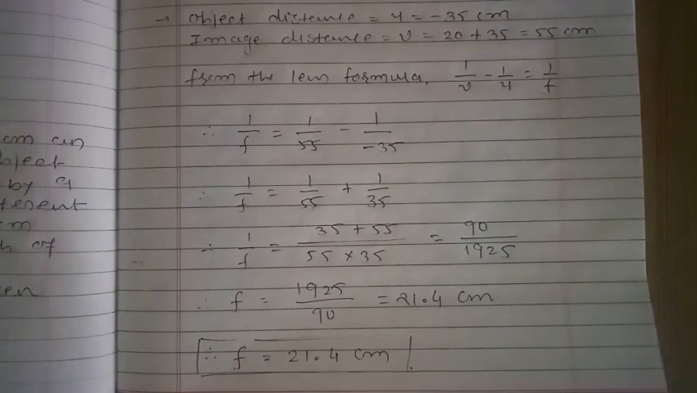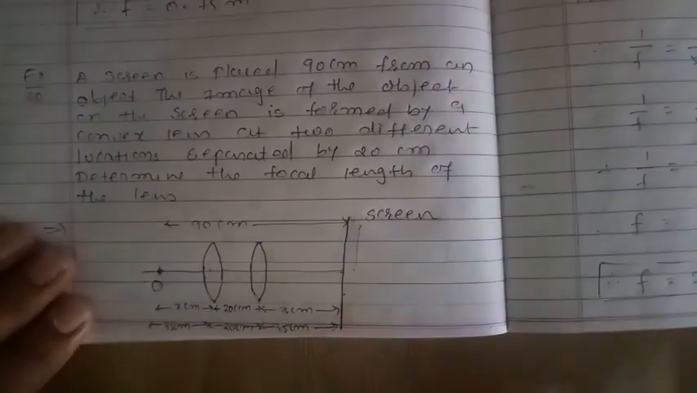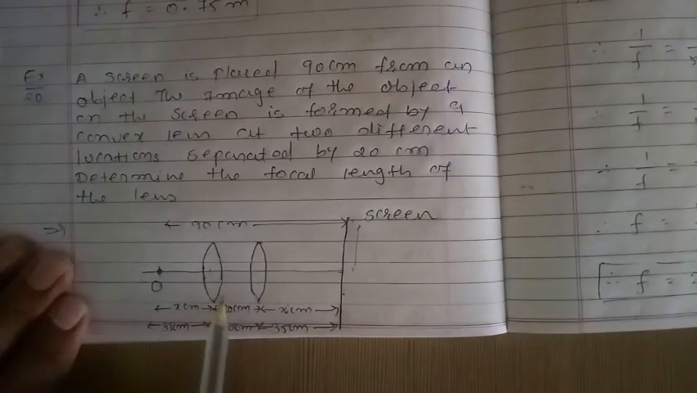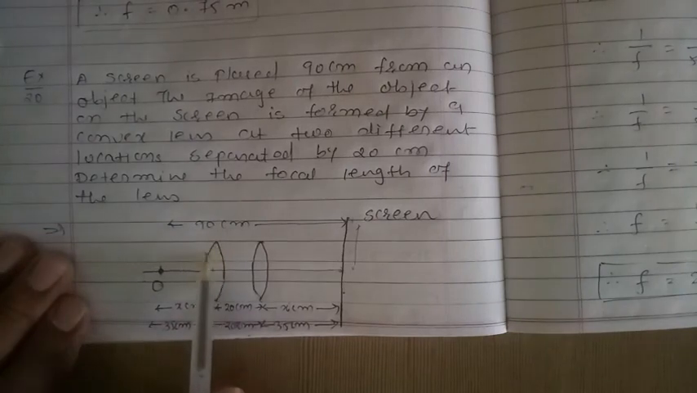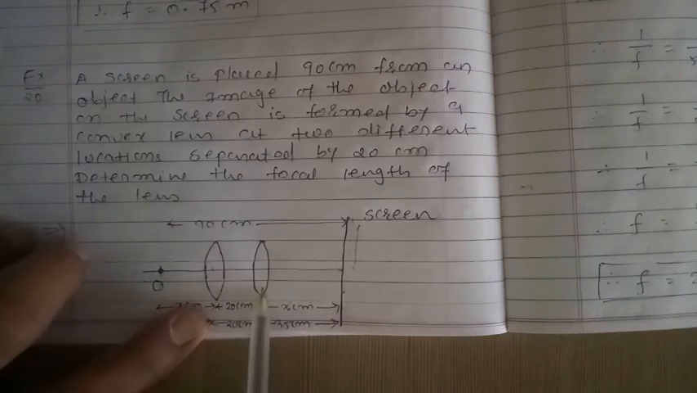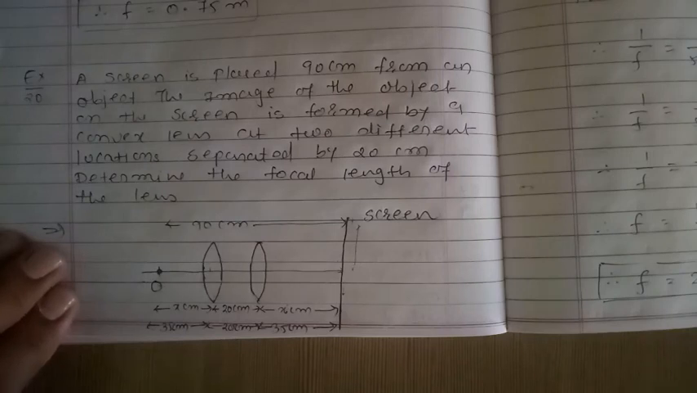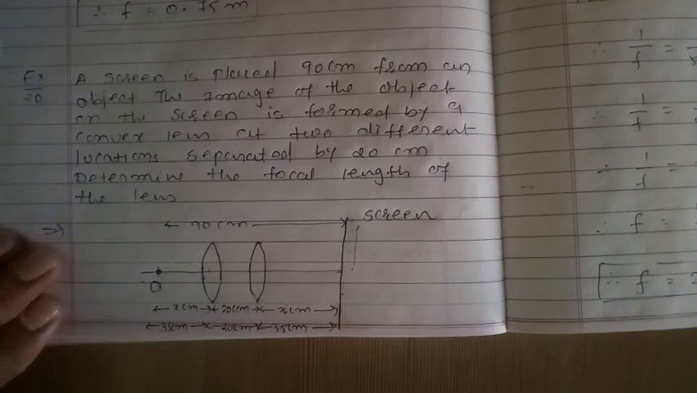Now here the lenses are similar. I calculated the sum by considering lens 1. You can also consider lens 2 and find out the focal length, the answer will be the same. So we can easily find out the value of focal length with the help of the lens formula. So this is it up till now. Okay, thank you.